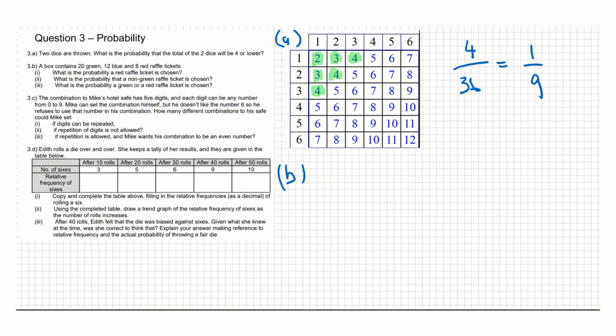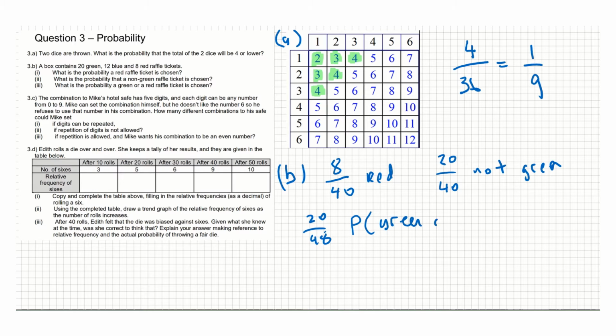Part B, I think you had right. Red is 8 out of 40. Not green is 12 and 8, it's 20 out of 40. You could probably simplify these in your calculator. So that's not green. And the last one then is green or red. So green is 20, red is 8. So that's 20 plus 8 is 28 out of 40. Okay, and you should probably write the probability of green or red equals.